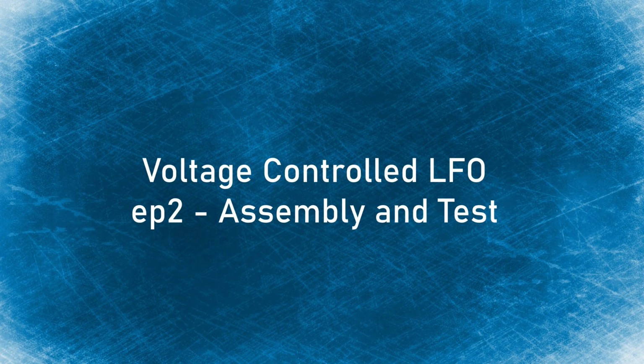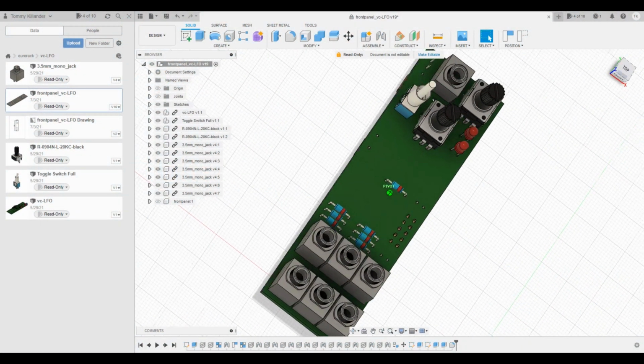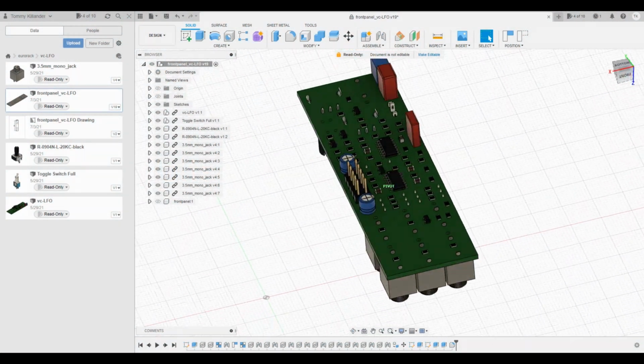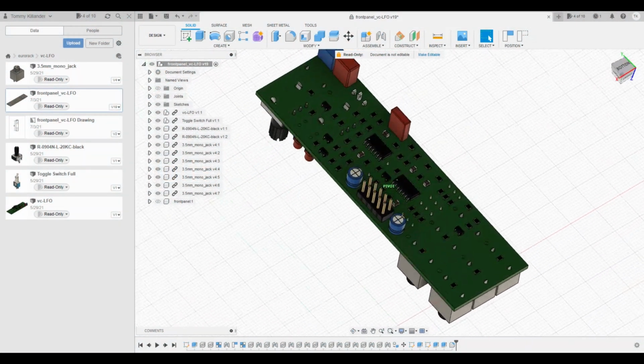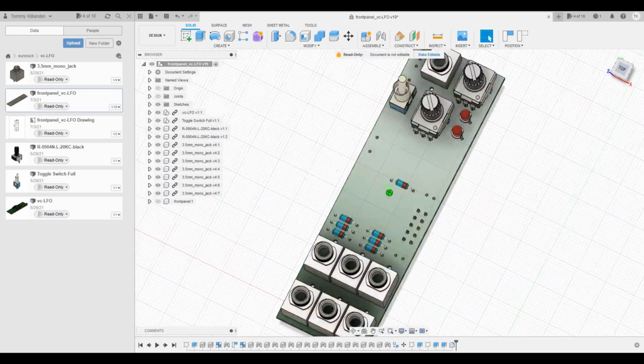Hello everyone. This is the second episode in this build series where I design and build my first eurorack module, a voltage controlled LFO. So far I completed the schematics and also designed and ordered the PCBs.